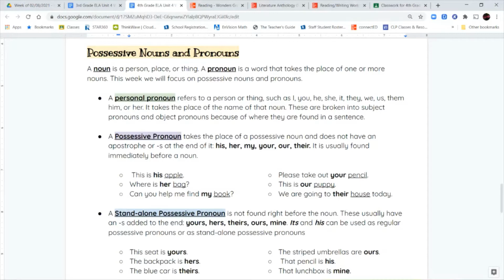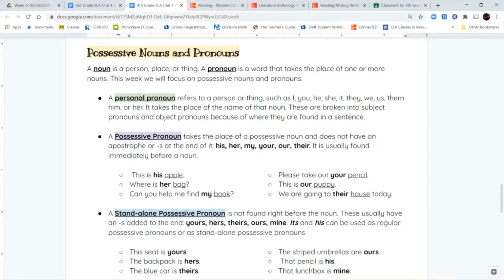And a possessive pronoun takes the place of a possessive noun and doesn't have an apostrophe or an S. So a possessive pronoun is going to be his, her, my, your, our, or their. And it's usually found immediately before another noun, right? So possessive pronouns, you usually find them right before the thing that they're showing possession or ownership of.